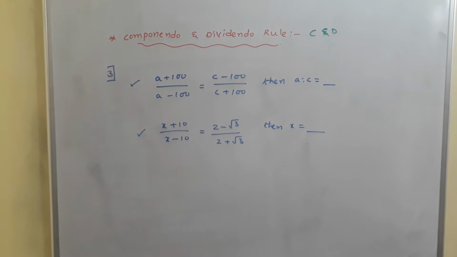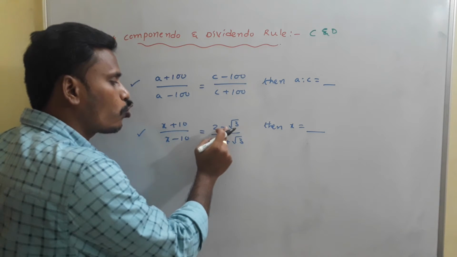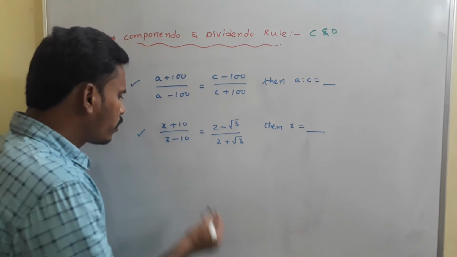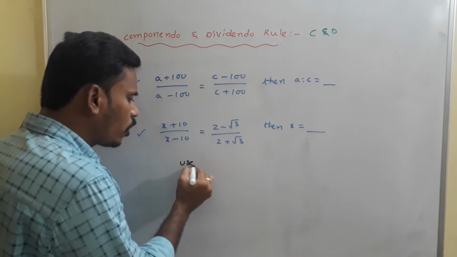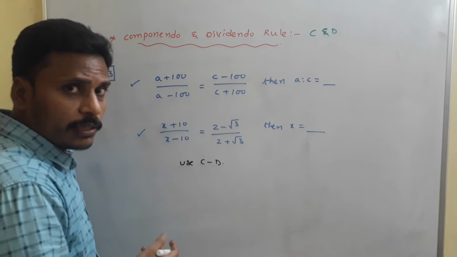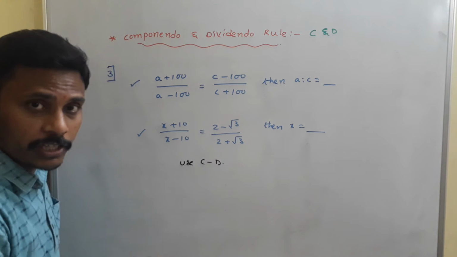Look at the board, two more simple problems, right? See, (x + 10)/(x - 10) = (2 - √3)/(2 + √3). Then we need to find the value of x. One thing, directly I am writing, use the CD method. As if you apply the CD method, on the left side and right side, numerator plus denominator by numerator minus denominator.